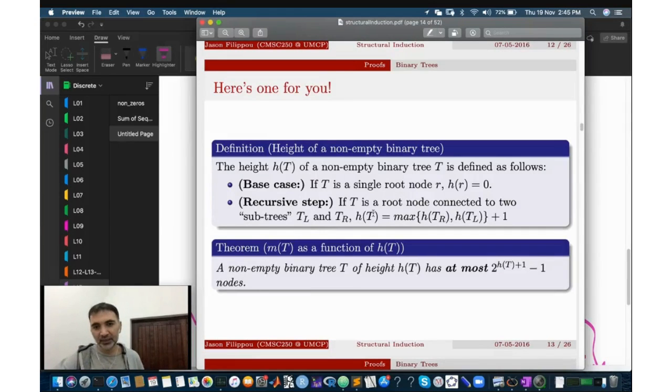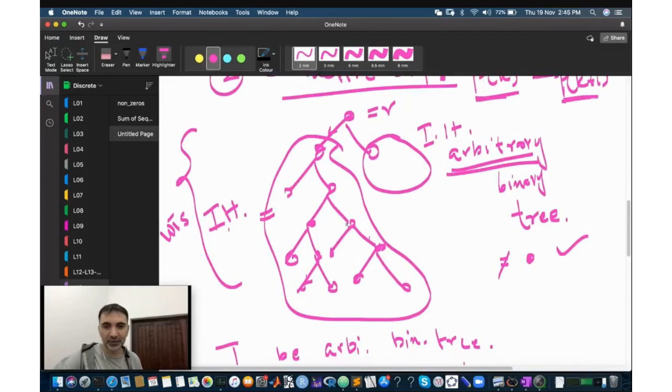In that case, the height of the tree is the maximum of the heights of those trees. Find the height of the left one, find the height of the right one, take whichever is the max of the two and add 1 to it. This would be the height of your tree. So for example, if you look at this one, its height would be the height of the left tree and the height of the right tree plus 1. The height of the left is 0, so this will be the height of the left plus 1. That's how you define the height of a binary tree recursively.